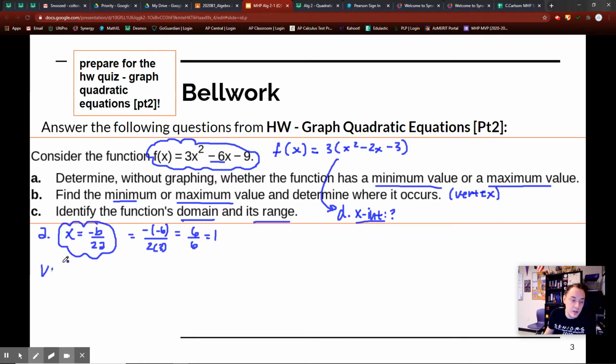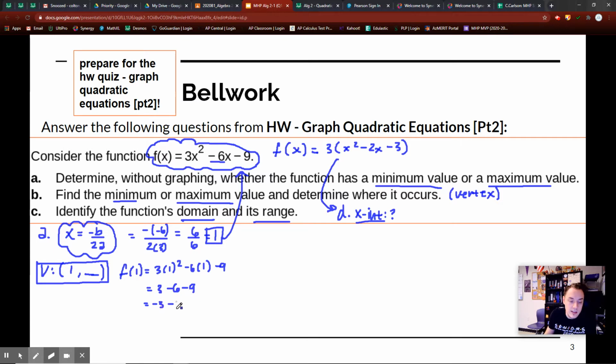So that means my vertex so far is 1 comma something. What is that something? Okay, so I need to find this, but what's that something? Well, I take 1 and I literally just plug it in. So I plug it into my formula. So f of 1 equals 3 times 1 squared minus 6 times 1 minus 9. This equals 3 minus 6 minus 9. This equals negative 3 minus 9, which equals negative 12. So that means this is my y-coordinate. And so this negative 12 right here goes right here into my vertex. So this is my vertex. Okay?